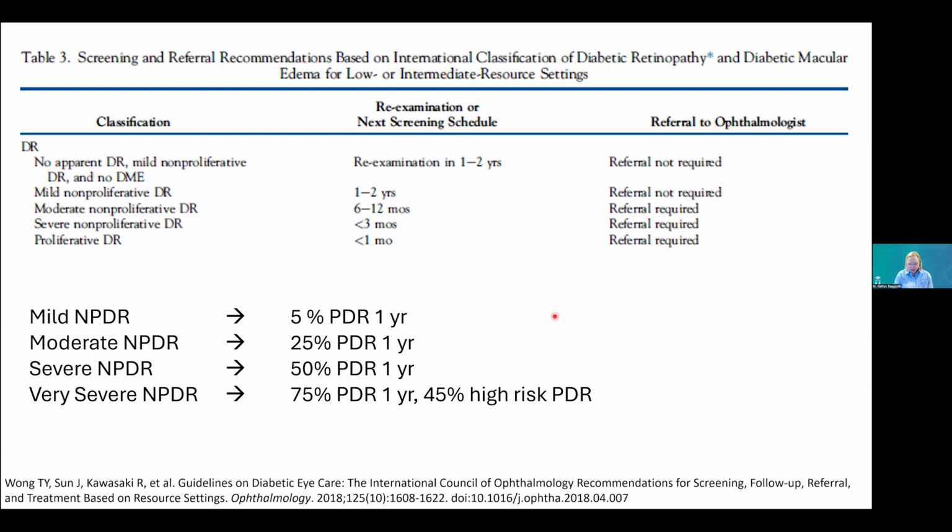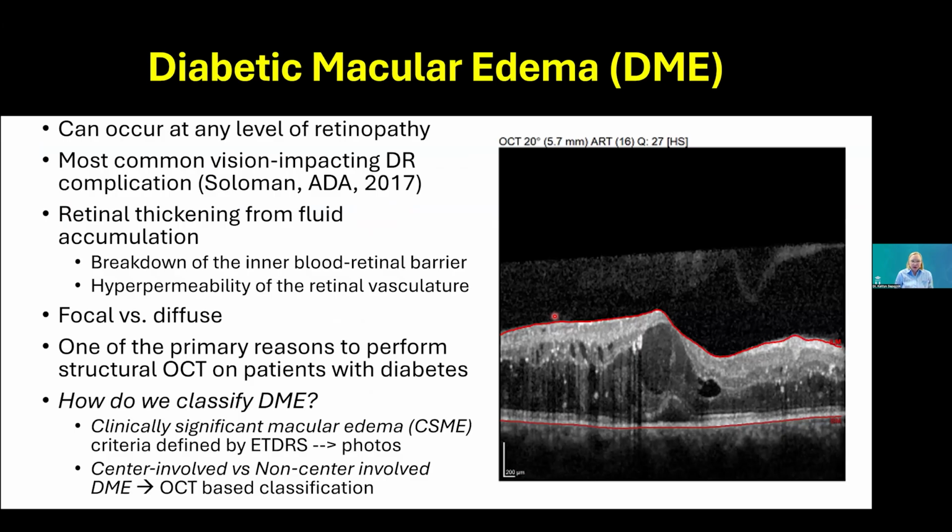within a year. But we also have diabetic macular edema, right, which has its own separate classification system. And this can occur at any level of retinopathy. It's the most common visually impacting diabetic retinopathy complication.